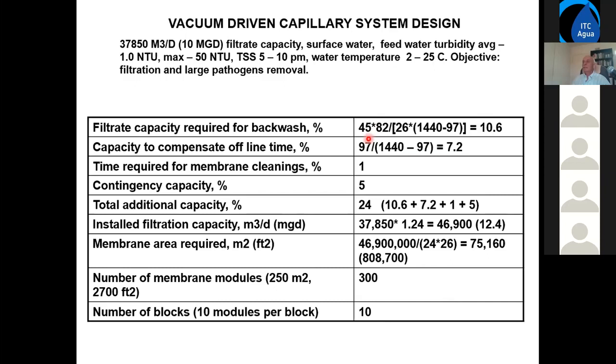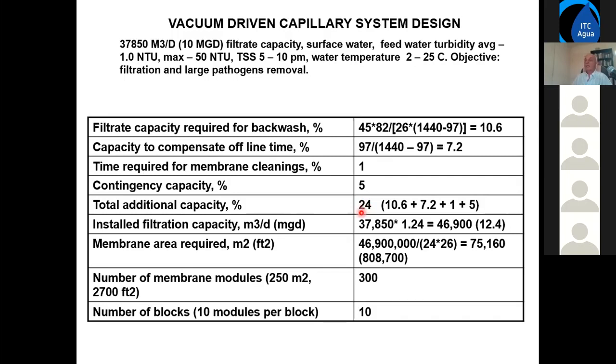So again, we have this backwash flux, the filtrate required by backwash divided by filtrate produced. We have 10.6% of the filtrate used by backwash. For the offline time, it's 7.2. Time required, also 5% contingency. So now, all together, we will need 24%. So practically, it's the same as the pressure-driven. We need an additional 24-25% of capacity for the system, for the nominal capacity.